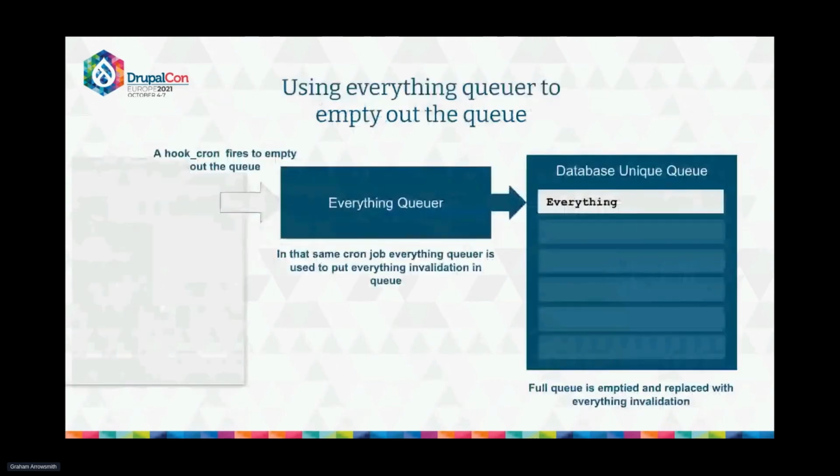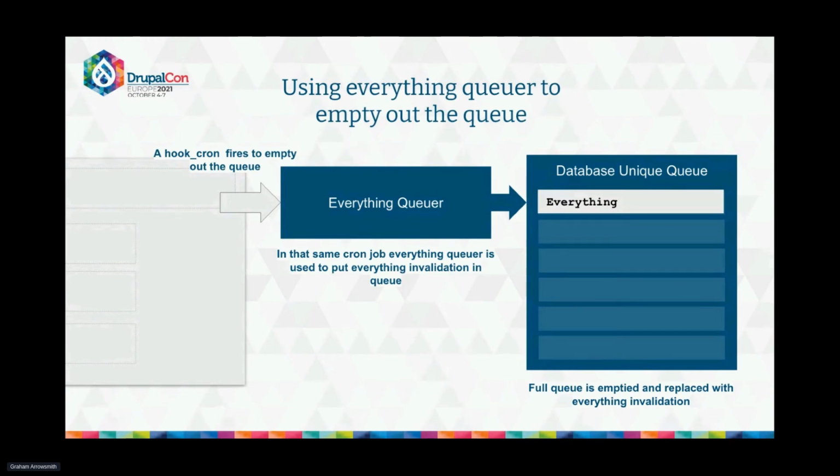Back to you, Hemant. So as Graham mentioned, we added an everything queuer. For our queuer, we just had the tags queuer. Now we introduced an everything queuer as well. So whenever a hook cron fires, basically we wrote our own cron. During that cron job, we check if our queue is completely filled, we will empty out the whole queue and we'll put the everything in validation there.